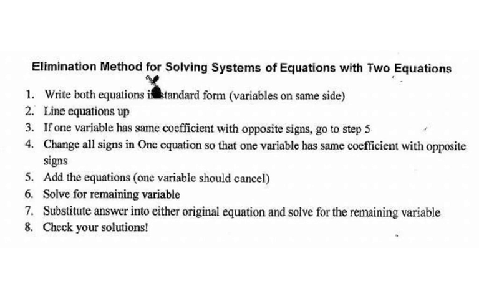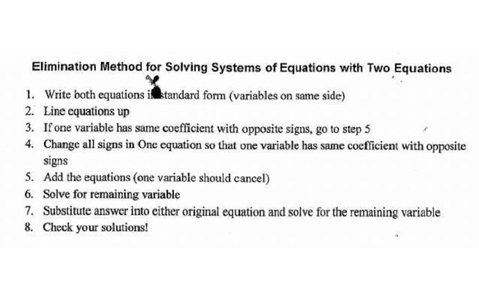If you're going to eliminate something, it means you're going to get rid of it. You're going to make it go away. So when you solve by elimination, you're basically going to make something cancel. First step is to write both equations in standard form. In other words, your x and your y have to be on the same side, and then your constant's on the right by itself. You're going to line your equations up, make sure the x's are lined up, the y's are lined up, the constants.